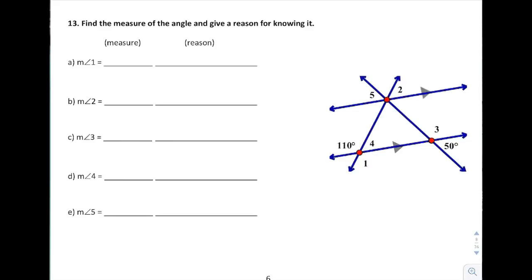Once you get to number 13, it might be a little bit tricky because you have two different transversals. But based on what you're given, which is just the 110 and the 50, you can figure out angles 1, 2, 3, 4, and 5 and give me a reason for each. See how far you can get on that.